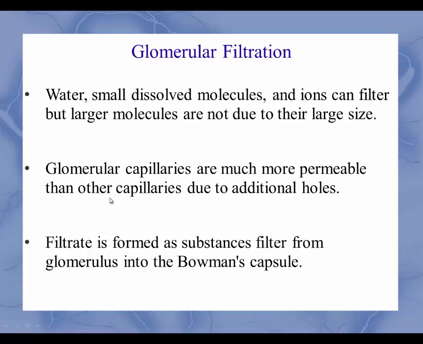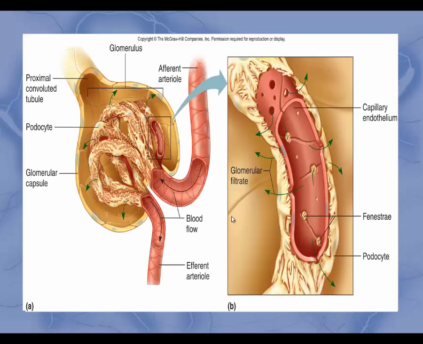Now the glomerular capillaries are a lot more permeable than regular blood capillaries because they have additional holes spread throughout the glomerulus. And of course, the filtrate is formed as things are filtered from the glomerulus and then caught by the Bowman's capsule. And here's how this looks. The big tangled mass of capillaries, the glomerulus, and Bowman's capsule, ready to catch everything that gets filtered here. And a lot more holes spotted throughout the glomerular capillaries. They're called fenestrae.